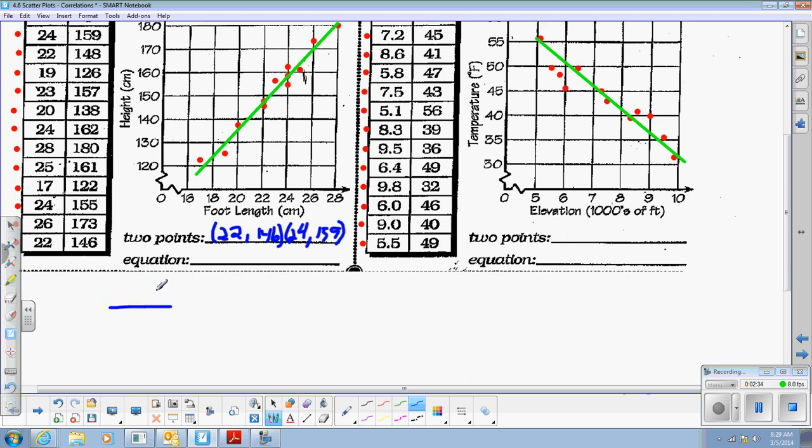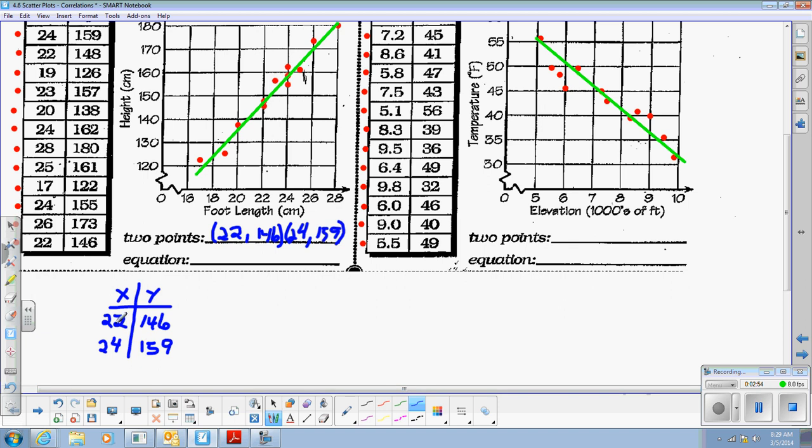So finding slope, what do we do? That's right, we make our t-table, x and y, and I put my coordinates in: 22 and 146. And then I have 24 and 159.